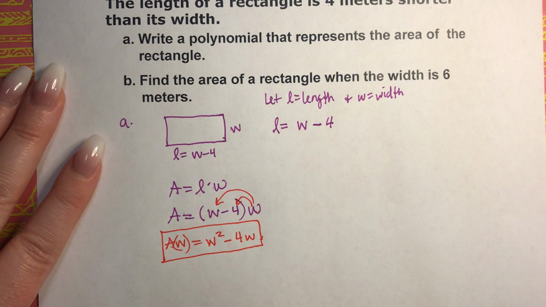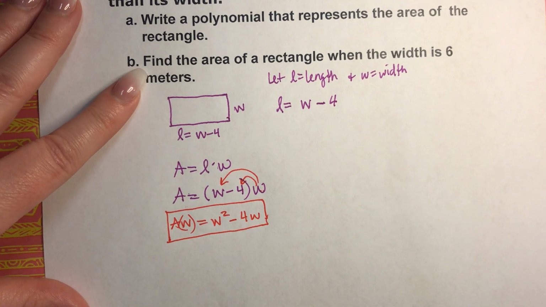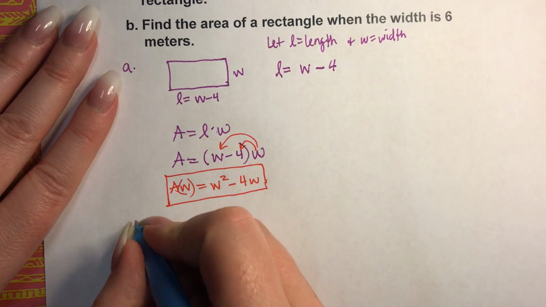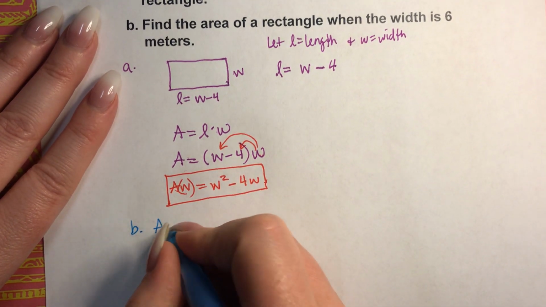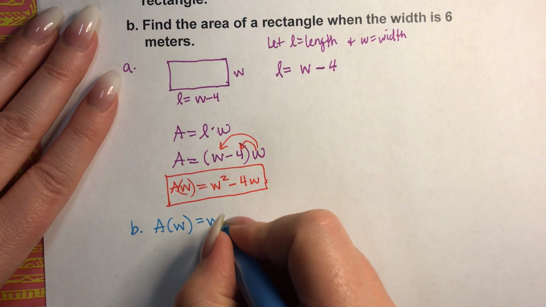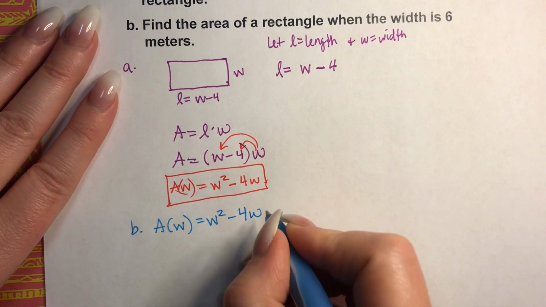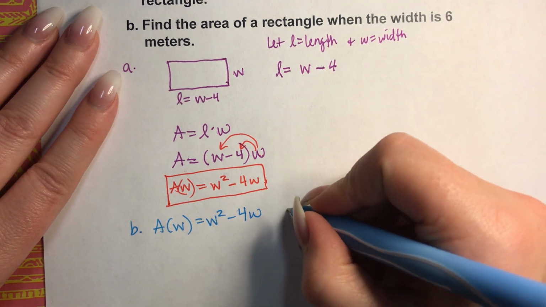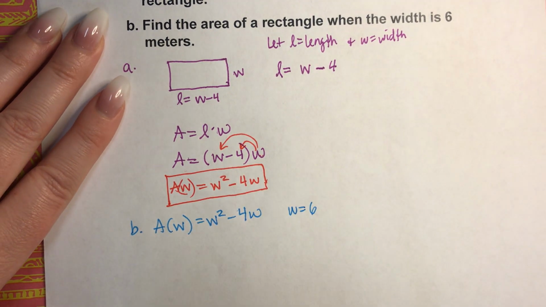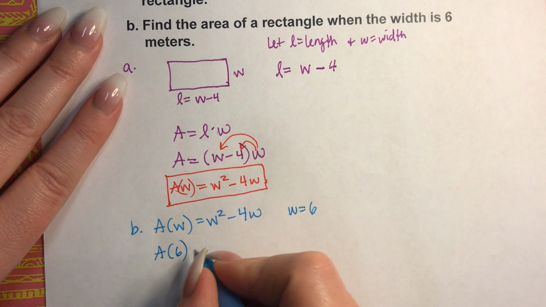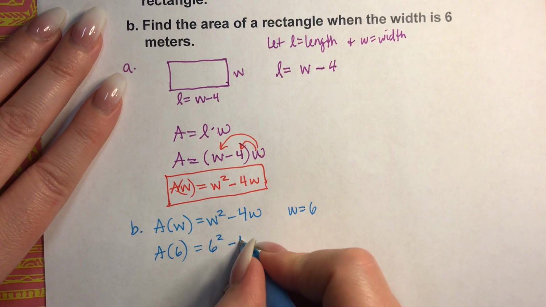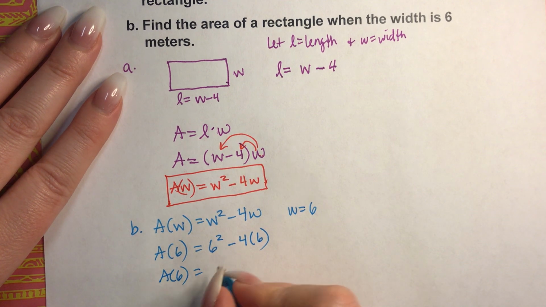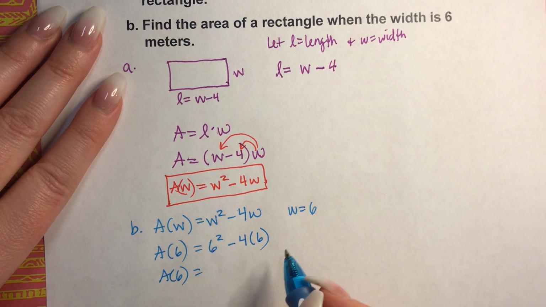Okay? Now for part B, it says find the area of the rectangle when the width is 6 meters. So for B, I'm going to take this formula, and then I'm going to figure out what the area is when the width is 6. Okay, so I'm going to find A of 6 equals 6 squared, just substitute it in. And what do I get? I get 6 times 6 squared, just order of operations, right?